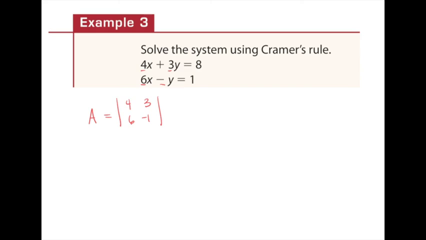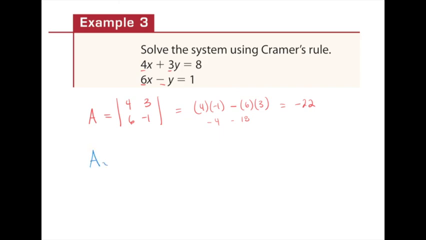Then I'm just going to do a 2 by 2 determinant here. I'm going to say 4 times -1, that's my first diagonal, minus 6 times 3. 4 times -1 is -4. 6 times 3 is 18. So -4 minus 18 gives me a determinant of -22. I'm just going to set him aside. That's my first determinant that I'm going to find.